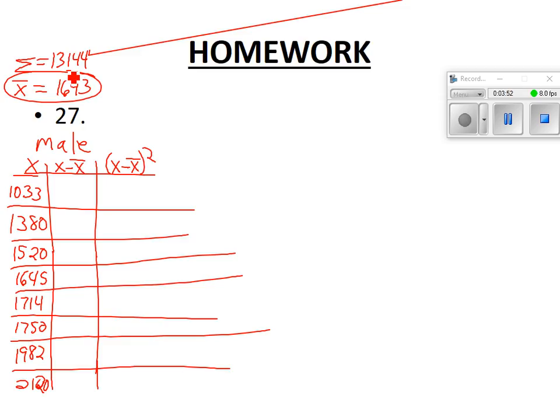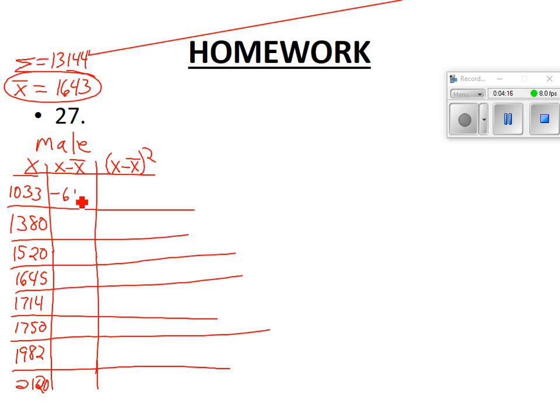Now what we're going to do, somebody start towards the bottom and work their way up. We should have enough people in here that everybody could do one or two of them, and that way we can go a little quicker. We do the X, the data piece, minus the 1643. So somebody tell me this first one.